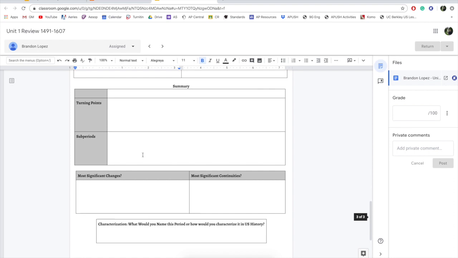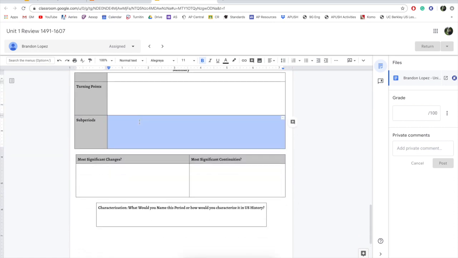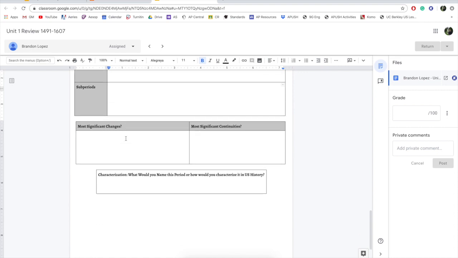Okay. Second thing down here is we have a summary of this unit. So, what are some big turning points, some big events that happened during that time, and then what are the sub-periods? So if we look at our Unit 7, the big daddy of all units, right, what does it start off with? Shoot, I forget. But I know in that unit we have World War II, World War I, Great Depression, so we have all these sub-periods you could put into your unit.